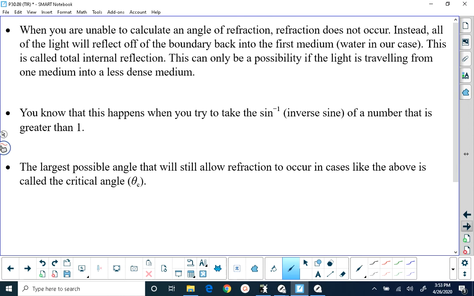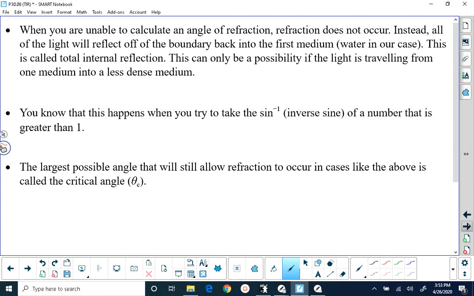By the way, this can only happen if the light is going from one medium and attempting to enter into a less dense medium. You cannot get total internal reflection happening when you shine light from air into water. It's got to be from water into air. Mathematically, what's going to happen when you're solving these problems is you will know that total internal reflection happens whenever you try to take the inverse sine of a number that's bigger than 1.